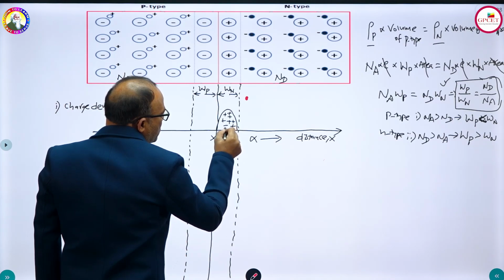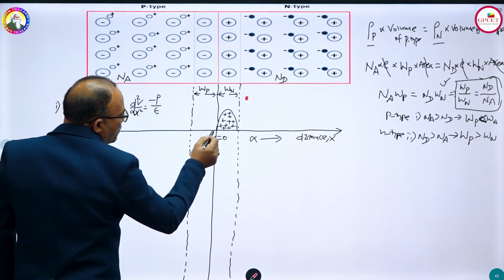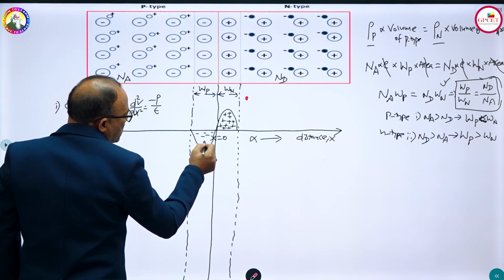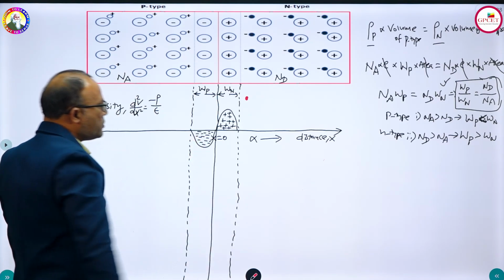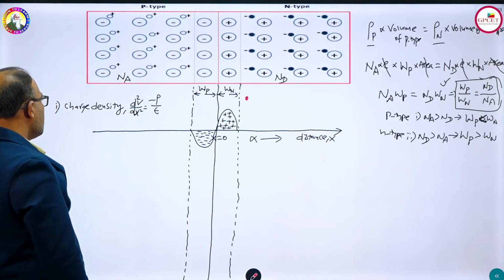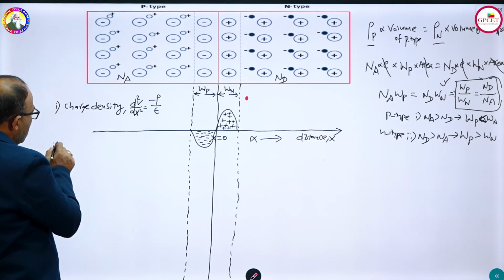This is the positive charge, and this is all completely negative charge. If you combine all that negative charge, you get a negative charge here like this. So this is called the charge density in the depletion region, right? This is the first point to be studied.